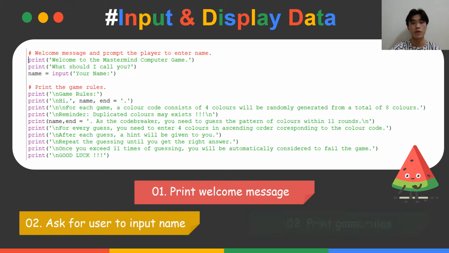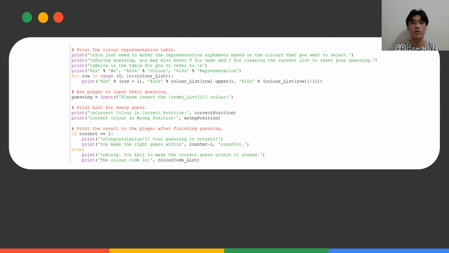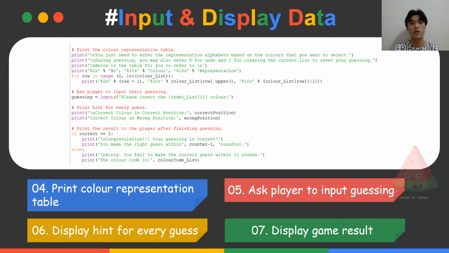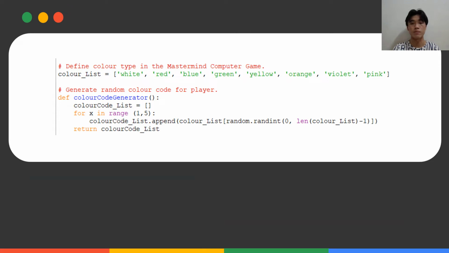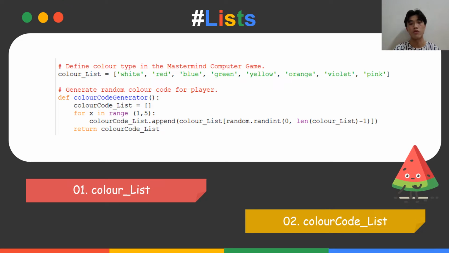For example, my program will print a welcome message, ask the player to input their name, display the game rules, print the color representation table, prompt the user to insert their guess, give them hints, and display the result when the game has ended. Besides, creating and updating lists is one of the main fundamentals of my program.